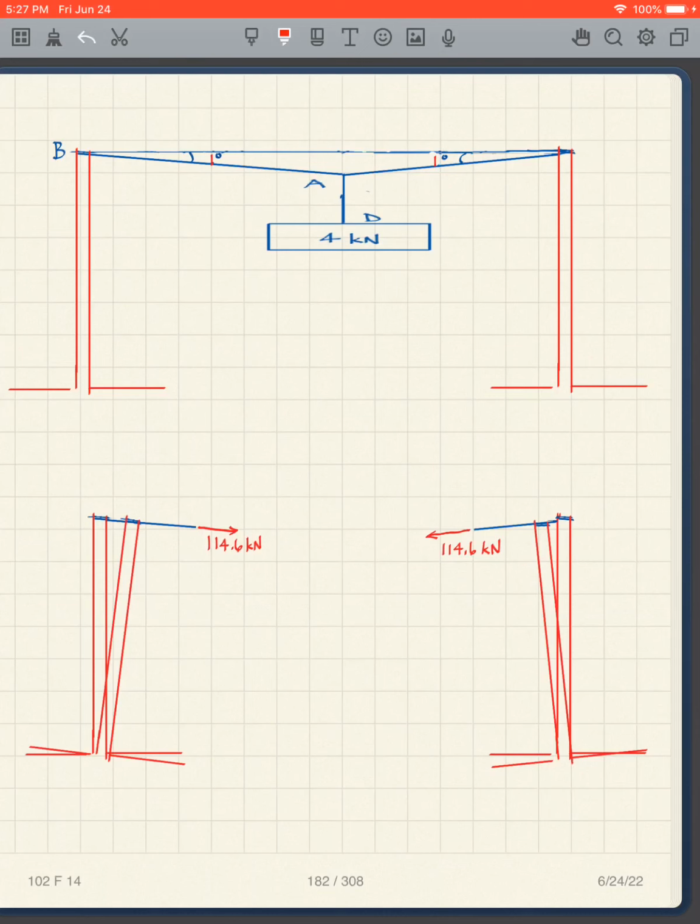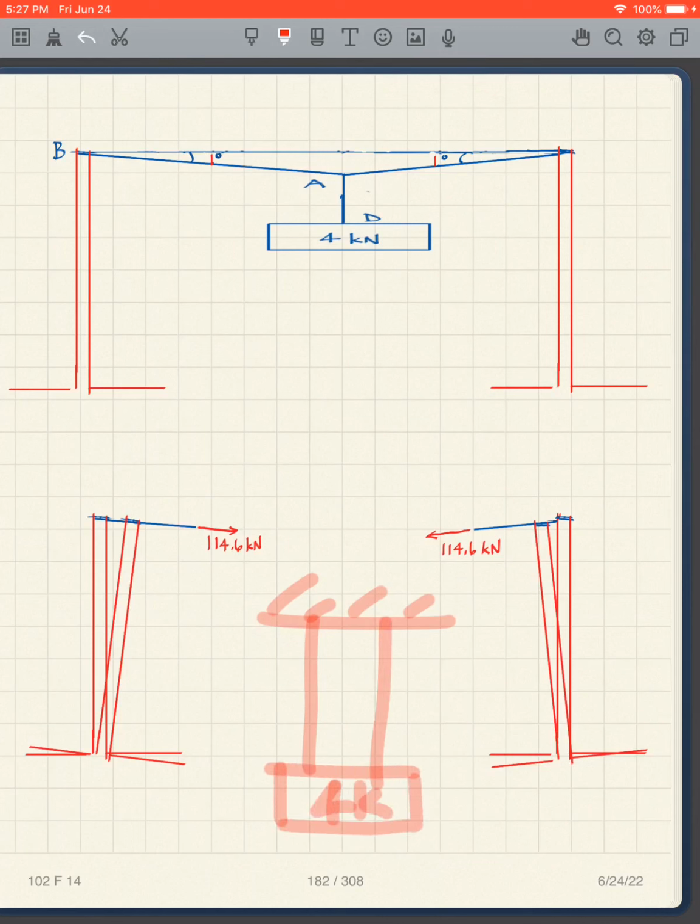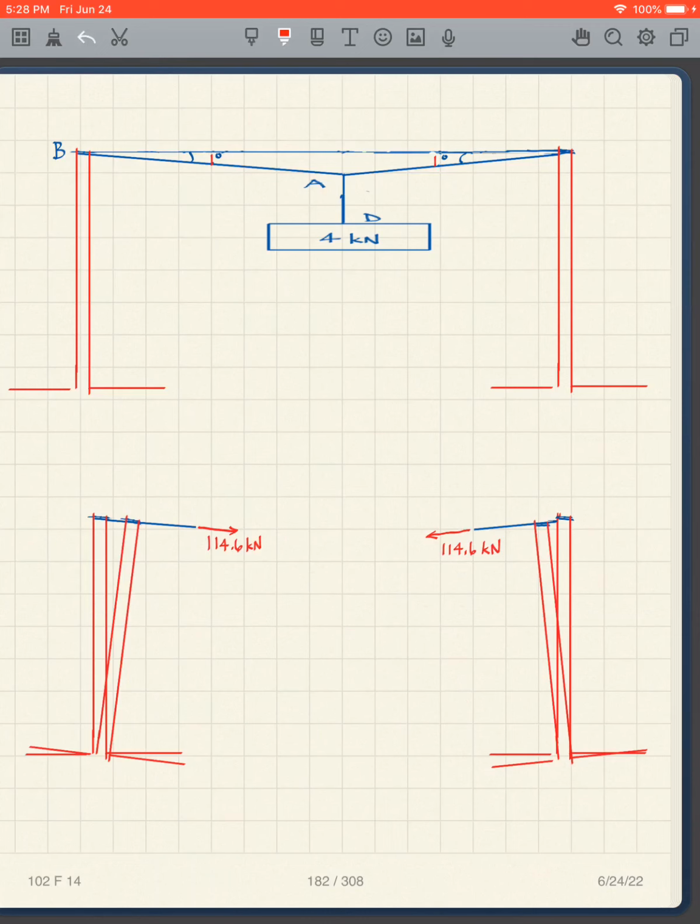If we go back to the original problem, if we had them vertical like this with 4 kilonewtons, well, if I do this symmetrically, then this is just going to have 2 kilonewtons, and this is 2 kilonewtons. So that's the lowest we can get. Each cable would only have to handle 2 kilonewtons. So when they're vertical, we have the lowest tension, and as they're more and more horizontal, that's when we have the greatest tension.